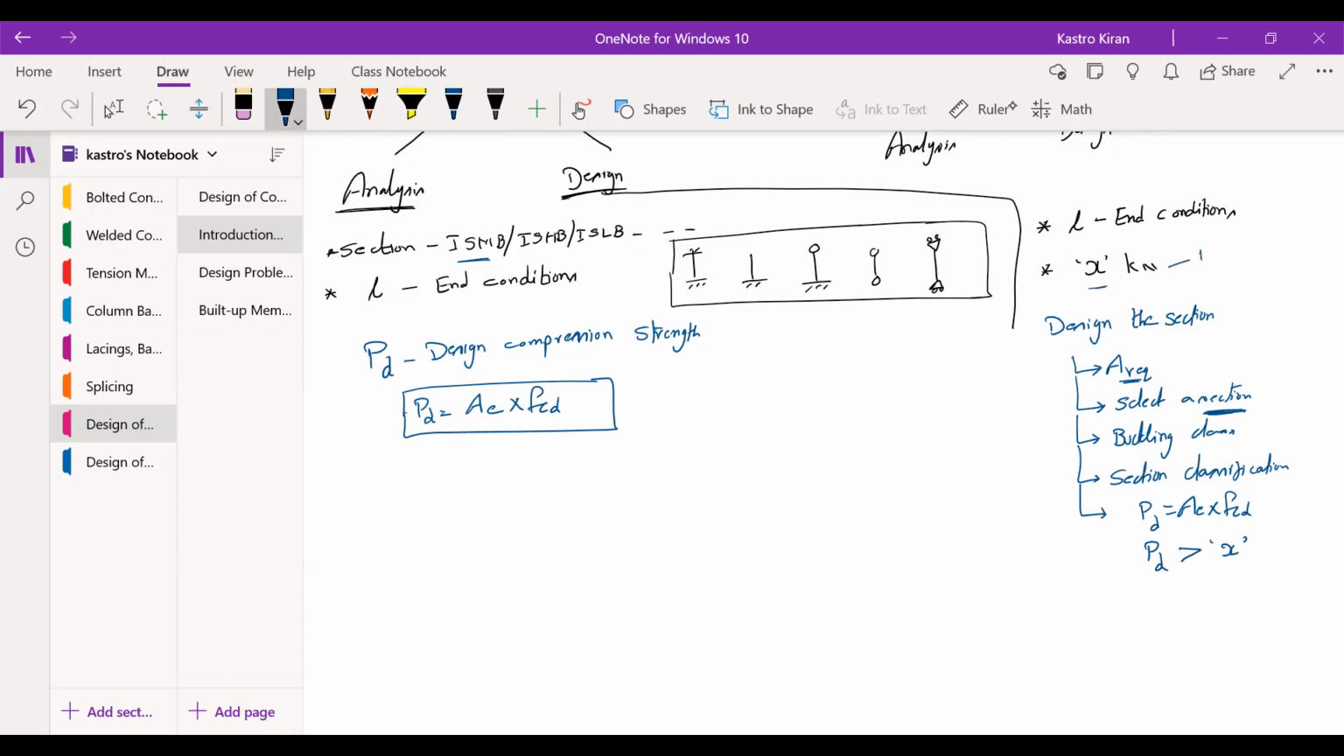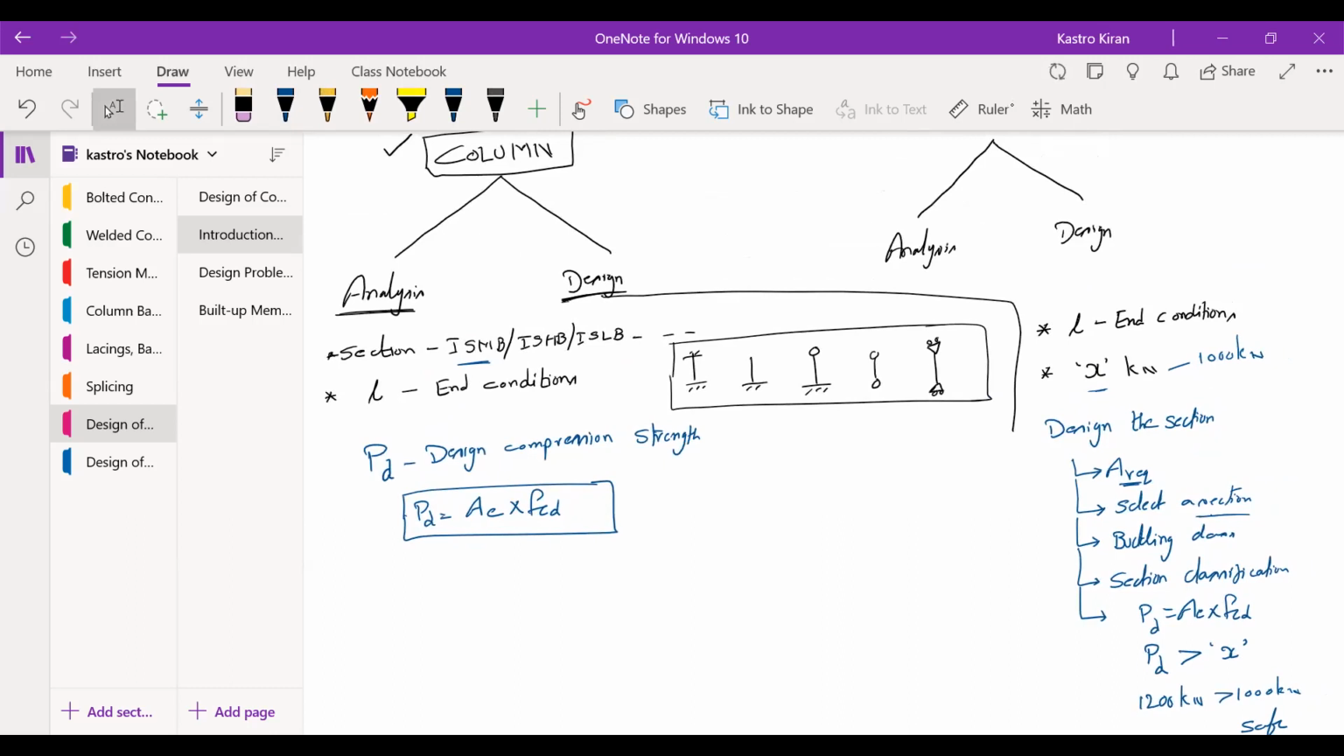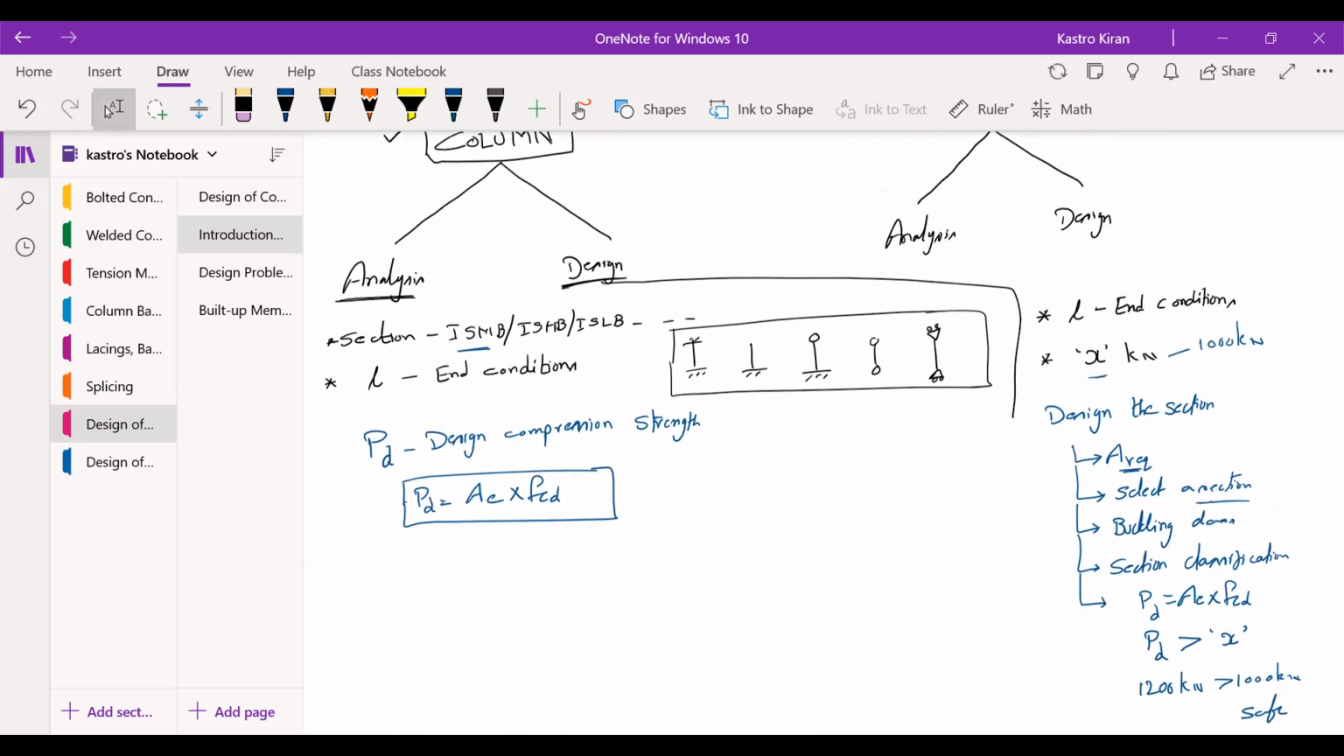Suppose, for example, let us assume a load of 1000 kilonewtons is given in the question. Now, when you solve for the PD value, you must get a value greater than 1000 kilonewtons. It is just an example. Then you can say it is a safe section, that means the section which you have selected here is considered a safe section. Anyways, we'll look into both types of problems in the upcoming classes, and in today's class, we'll be talking about the analysis based problems.